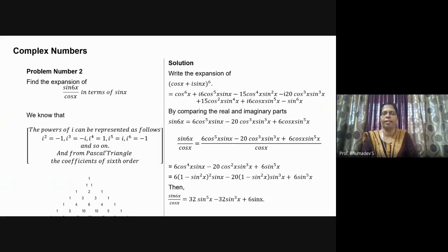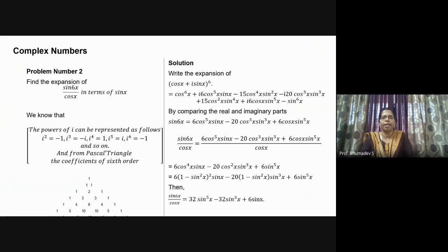We need to find only the expansion of sin 6x. So only the imaginary part should be compared, which is sin 6x. The terms which are containing i should be written over here without the i term, which is 6 cos to the power of 5x sin x minus 20 cos cube x sin cube x plus 6 cos x sin to the power of 5x. But they are asking us to find the expansion of sin 6x upon cos x in terms of sin. So what are we supposed to do? We are supposed to divide on both the sides by cos x. So first you divide the entire term by cos x. So the simplified part for sin 6x upon cos x is 6 cos to the power of 4x sin x minus 20 cos square x sin cube x plus 6 sin to the power of 5x.